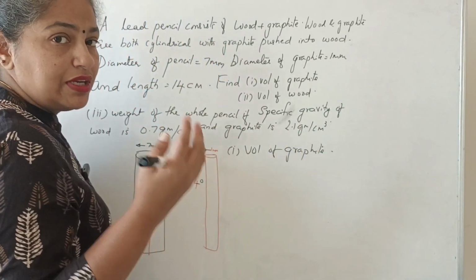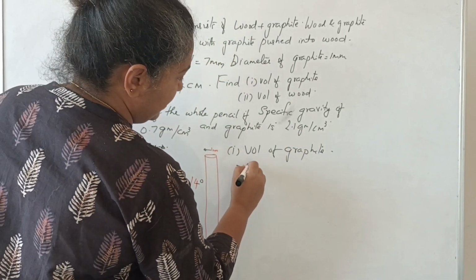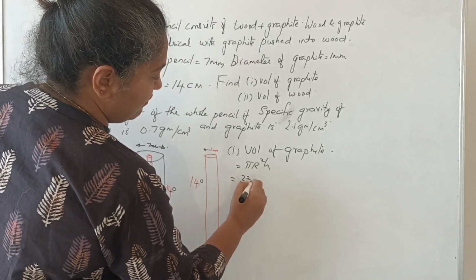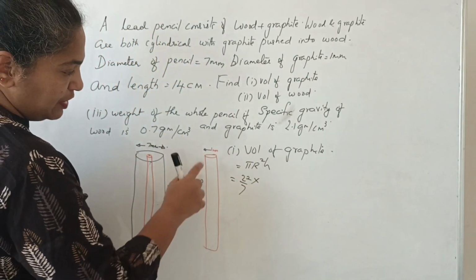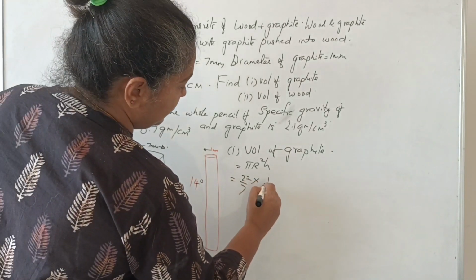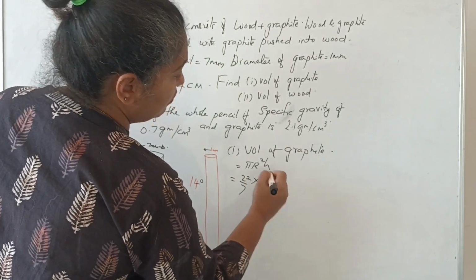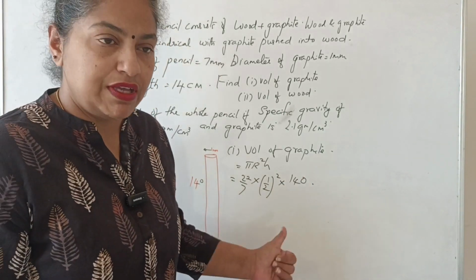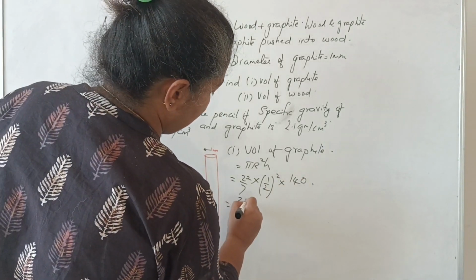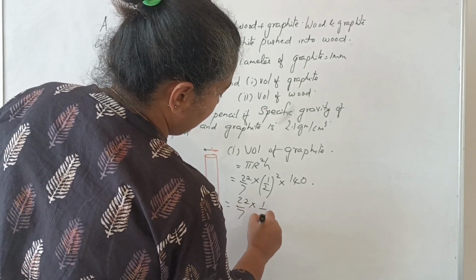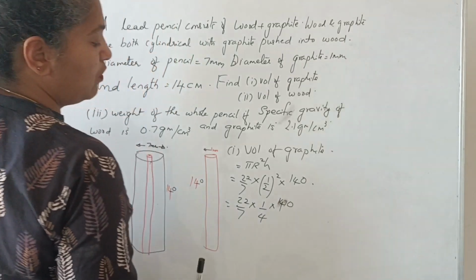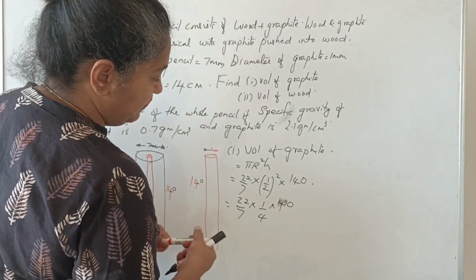Okay, the graphite is in the form of a cylinder whose volume is given by pi r square h, which is 22 by 7 into radius of the graphite part, that is 1 by 2 the whole square into 140 millimeter. Okay. Now let's find out the answer for this. You will get it as 22 by 7 into 1 by 4 into 140. Now I will be cancelling.